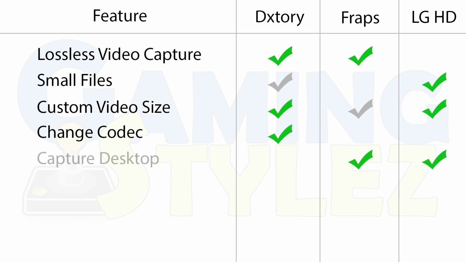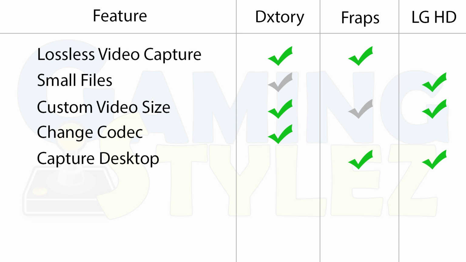Now, the Capture Desktop feature is supported by Fraps and the Live Gamer HD, and Fraps pretty much just lets you hit record on Fraps, and then it will just record your desktop. And the Live Gamer HD does this natively because it's always recording the video that's going to your monitor. So basically anything you can see on your screen can be recorded with the Live Gamer HD. Now, Dxtory is limited solely to DirectX and OpenGL applications, so basically games.